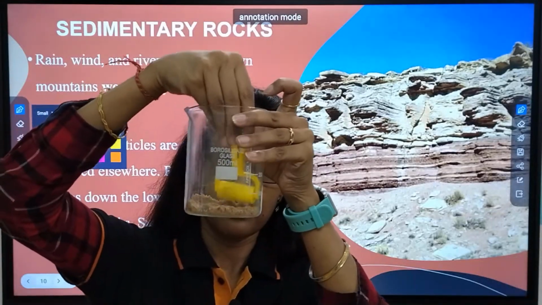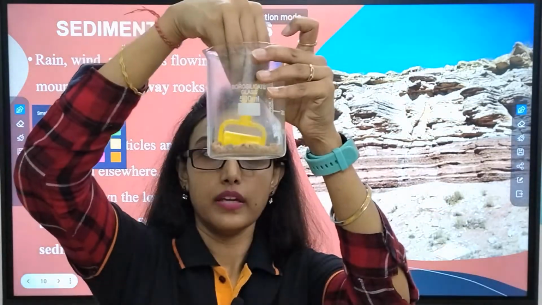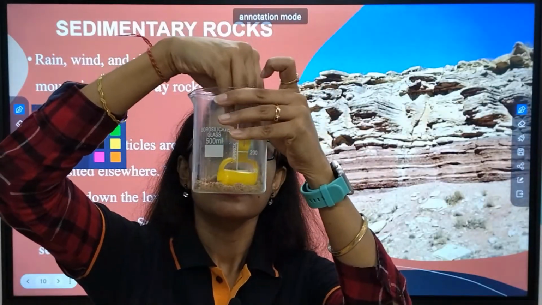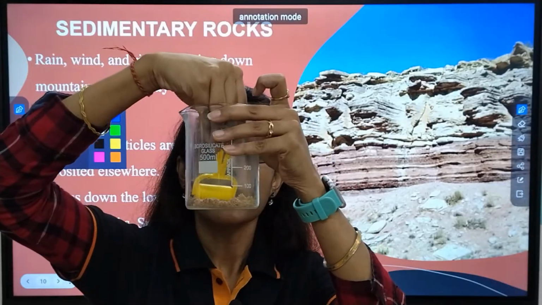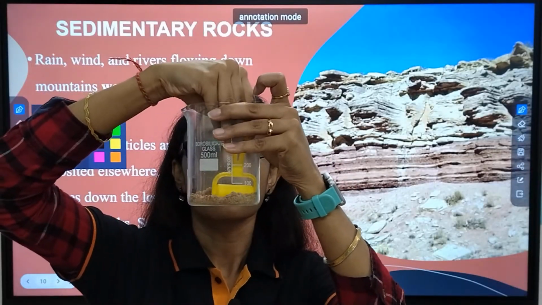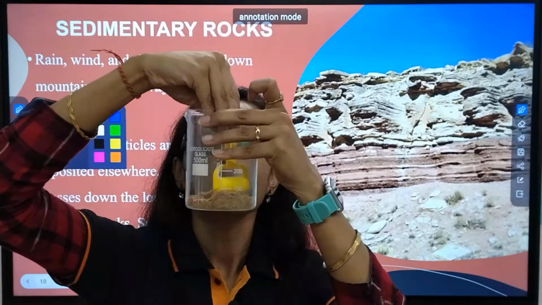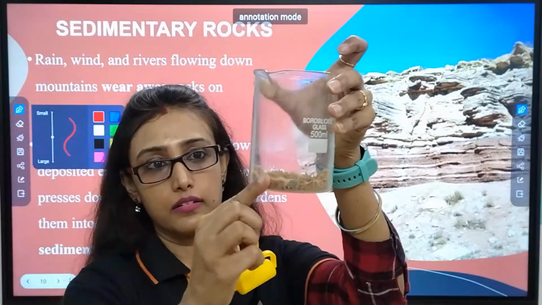What am I doing? I am just pressurizing the sand to settle in a layer. I'm putting extra pressure on this sand to form a layer.